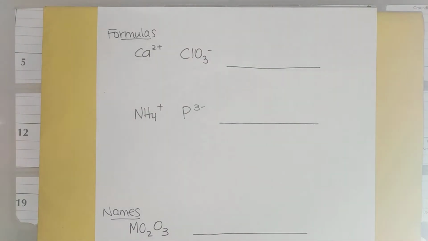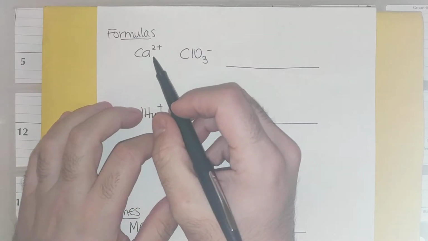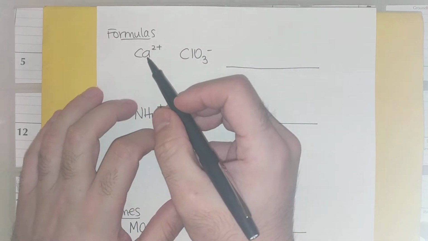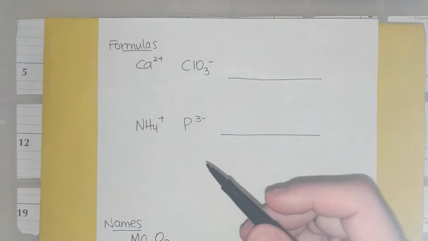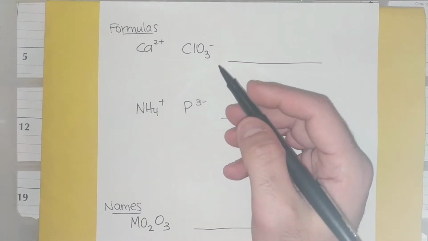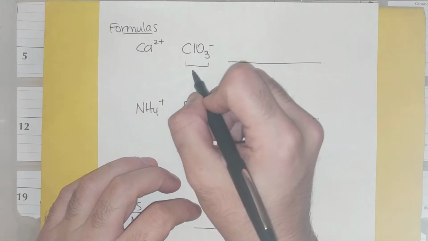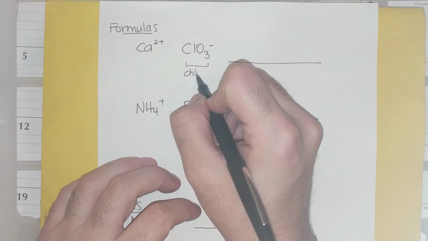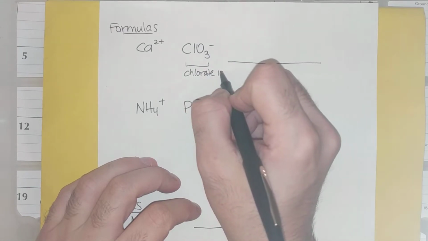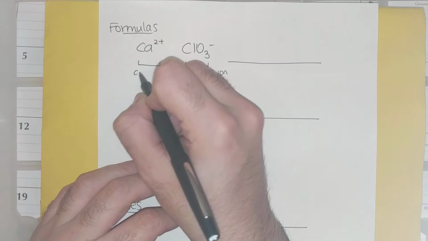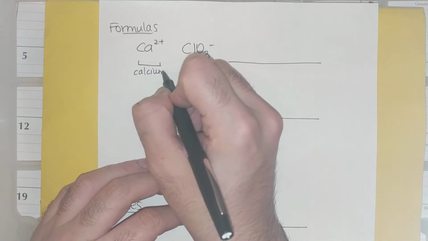All right, hey Honors Chemistry, I just wanted to do some of the problems that you will find in your homework tonight. So, in the first part, I just randomly chose two of them to get the ball rolling. For example, if I wanted to write the formula for something that involves calcium and ClO3 minus, well, ClO3 is the chlorate ion, and Ca is calcium.